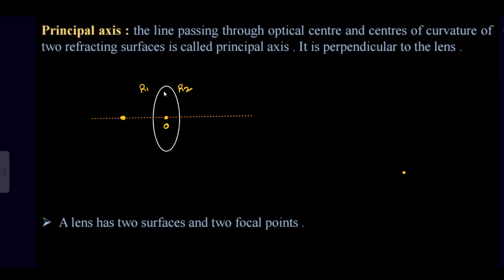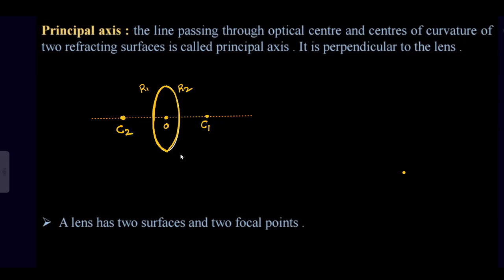Yes, see this here. If we observe carefully, this R1 radius is curved in this direction. So for this one, the center will lie where? Right side or left side? The center of R1 will lie on the right side. This is the center C1. And R2 is curved in this direction. This is the center C2. This line will be called the principal axis.